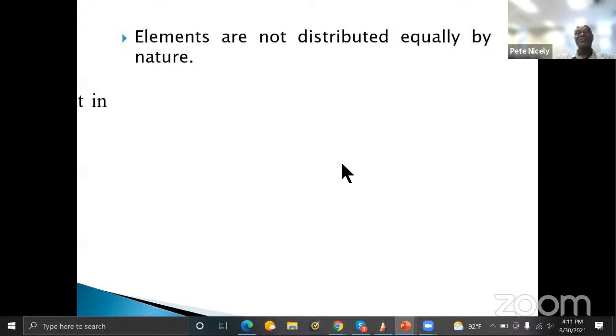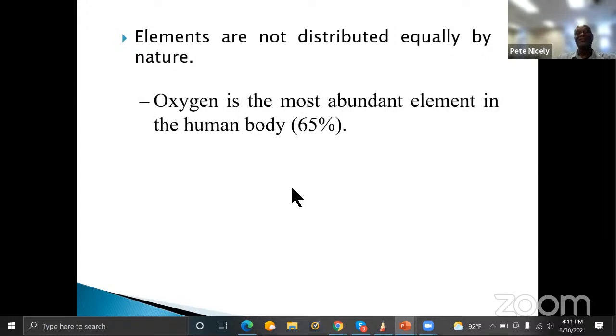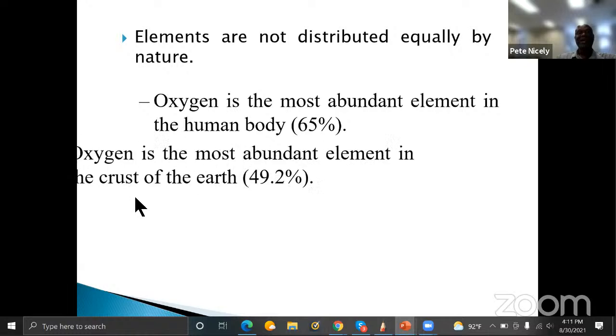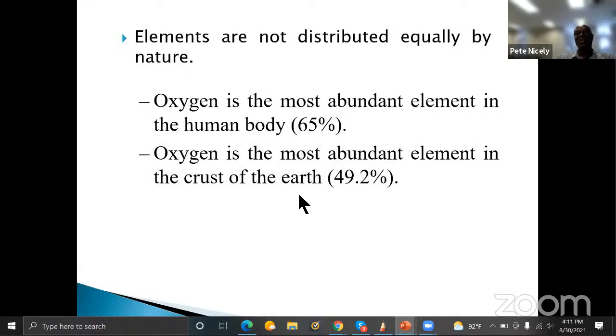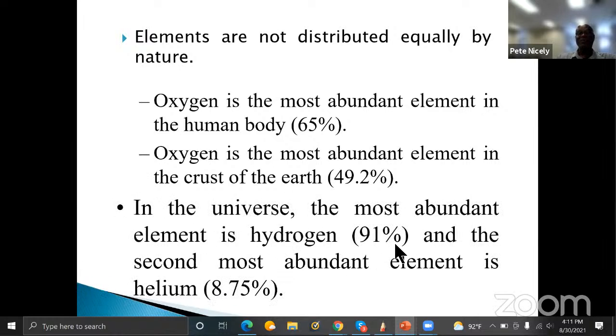Now, as far as how the elements are distributed is concerned, you'll find that it depends on which part of nature we are talking about. If you're looking at the human body, oxygen is the most abundant element, about 65% by mass. But in terms of the abundance in the crust of the earth, oxygen is about 49.2%. But in the universe, the most abundant element is hydrogen, 91%. And after that, the second most abundant element is helium, which is 8.75%. All right, so that just gives you an idea as to the relative percentage of the different elements that exist on the earth or in the universe or in the human body.